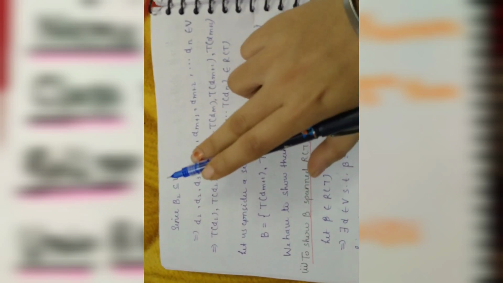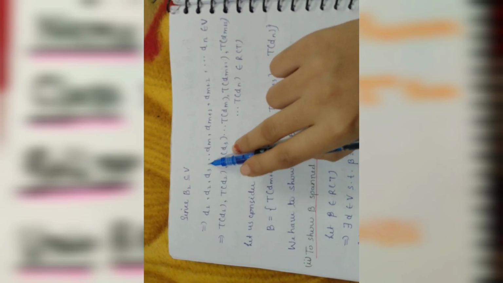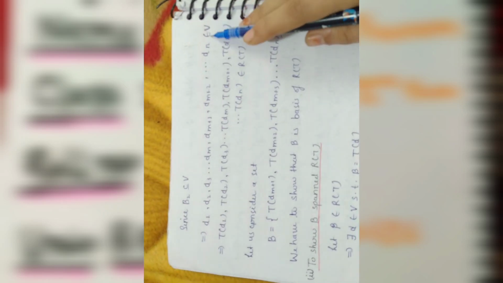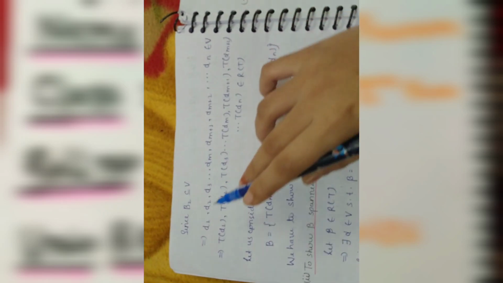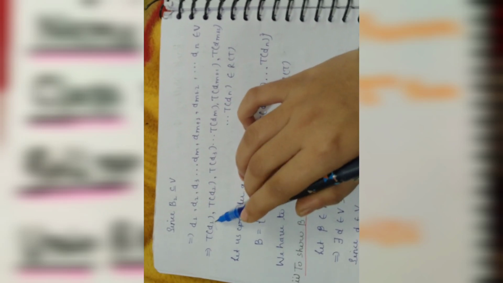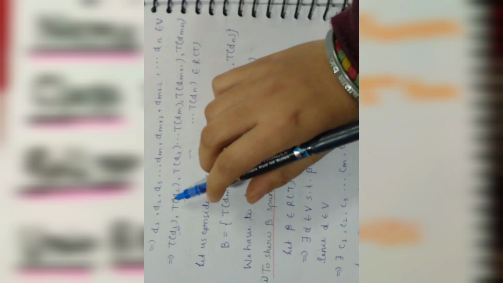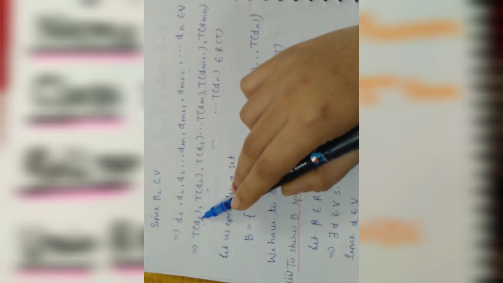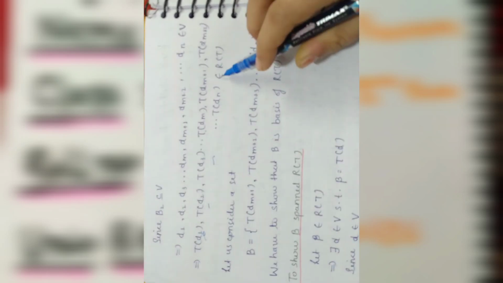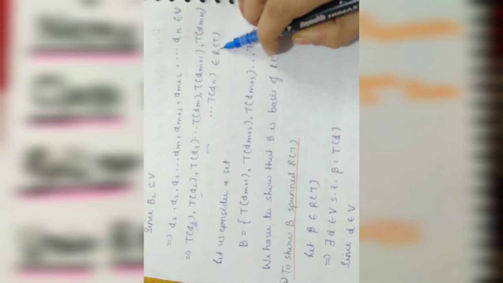Since B2 belongs to V, alpha 1, alpha 2, alpha 3, and so on up to alpha n belong to V. Now, as I have explained in range space, T alpha 1, T alpha 2, T alpha 3, T alpha m, T alpha m plus 1, and so on up to T alpha n also belong to the range space.